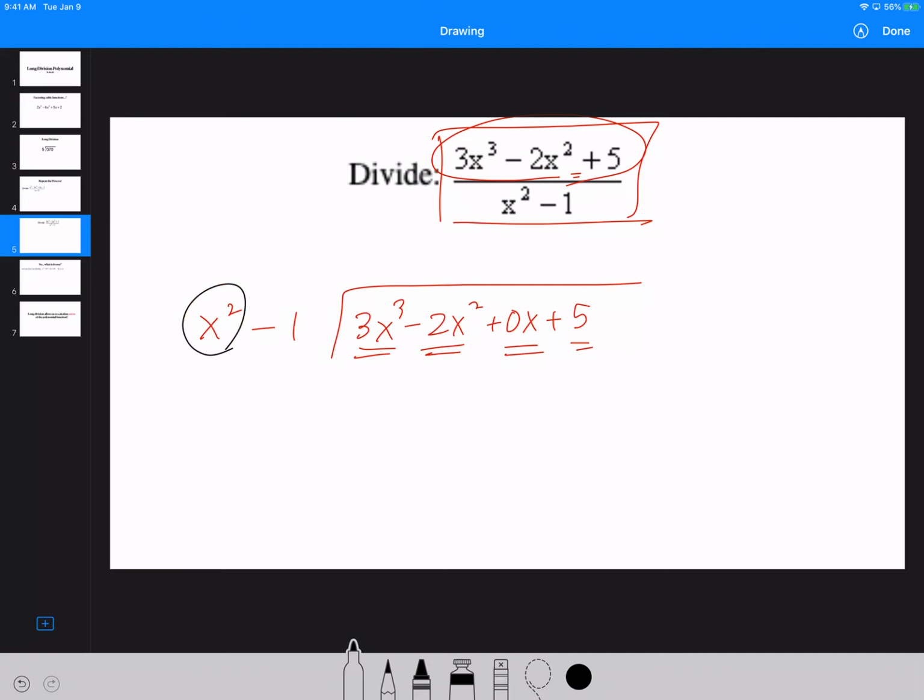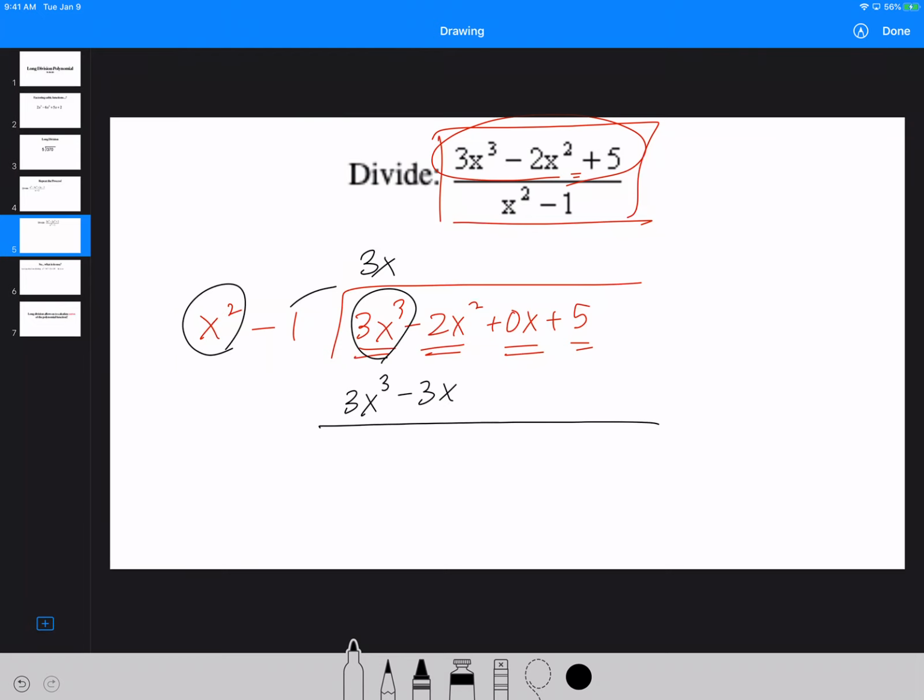Okay, so again, here what we do is we want to just highlight the very first term of each, and then ask yourself how many times can x squared fit in 3x cubed. So that's 3x times, so it's 3x cubed here. Then minus 3x because I need to multiply those two together.